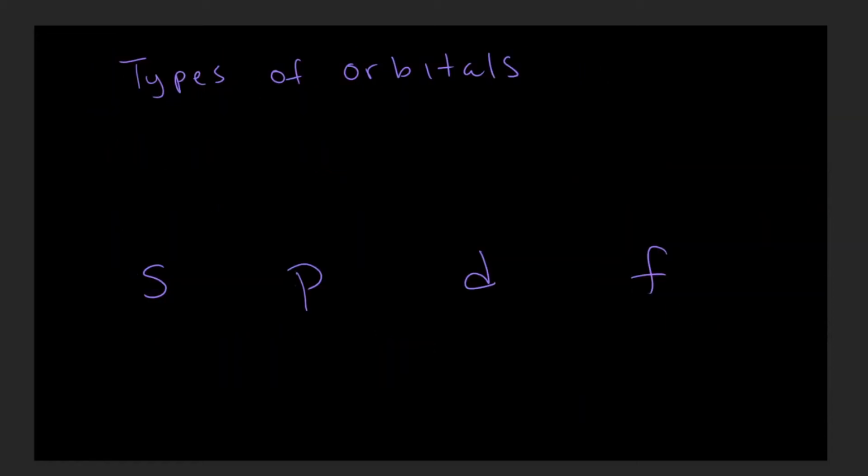There are 4 different types of orbitals that can exist, and each one has its own distinct shape and size. Your s orbital tends to be very spherical in shape. The p orbital looks like 2 balloons tied together. Your d orbital looks like 4 balloons tied together. And your f orbital looks like 8 balloons tied together.